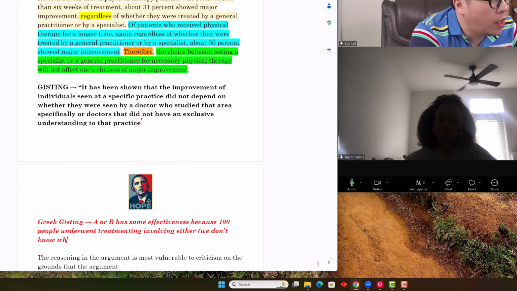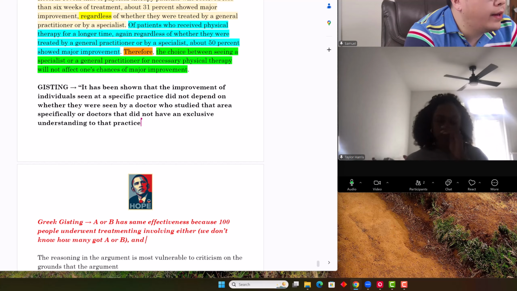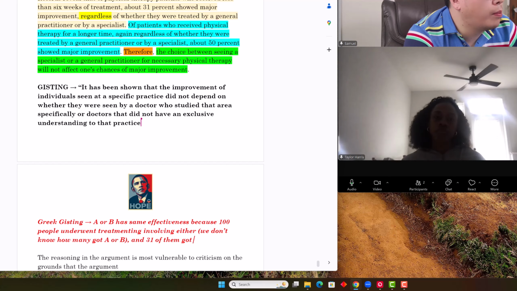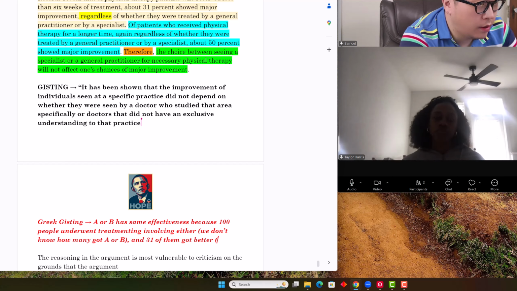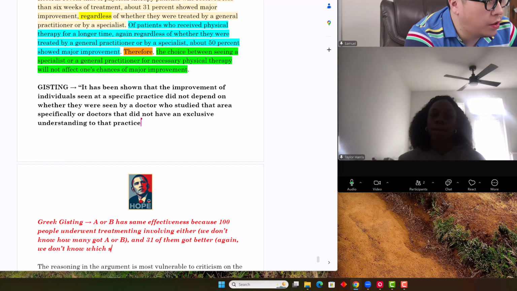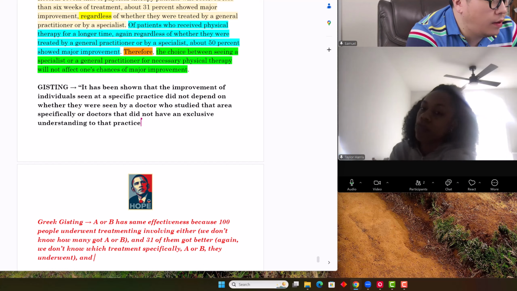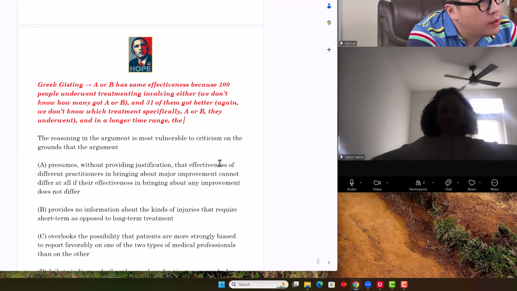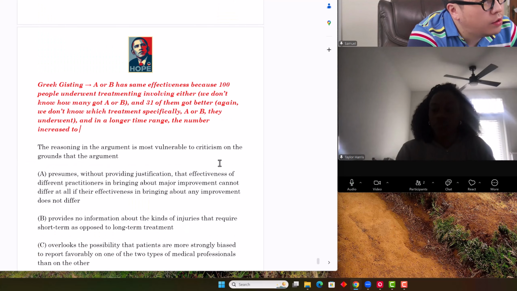But we don't know how many got A or B. And 31 of them got better. Okay? Again, we don't know which specifically, A or B, they underwent. And in a longer time range, the number increased to 51.